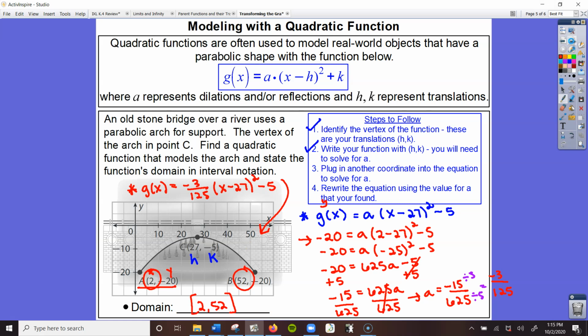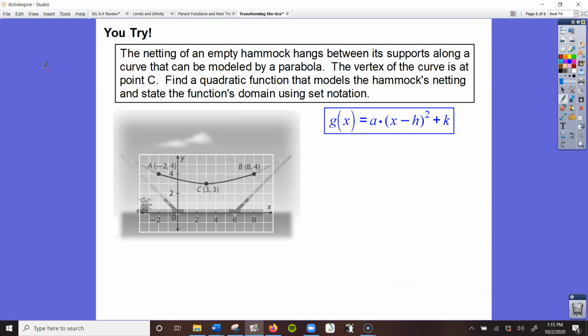Let's do one more example. This one reads, the netting of an empty hammock hangs between its supports along a curve that can be modeled by a parabola. The vertex of the curve is at point C. Find a quadratic function that models the hammock's netting and state the function's domain using set notation. So here we go. First, we identify our vertex, which is at C.